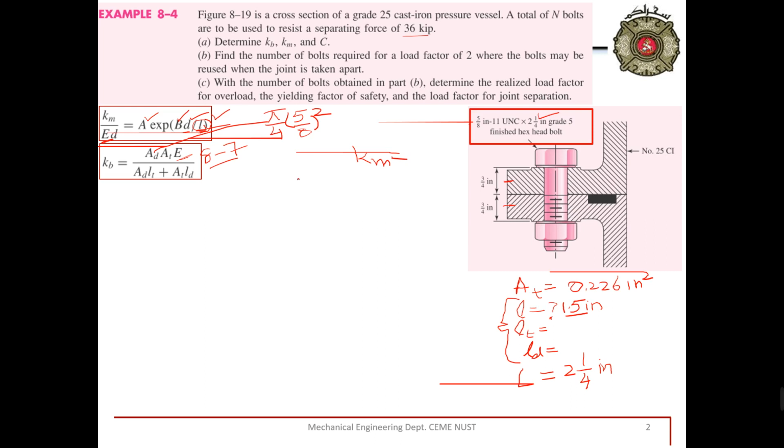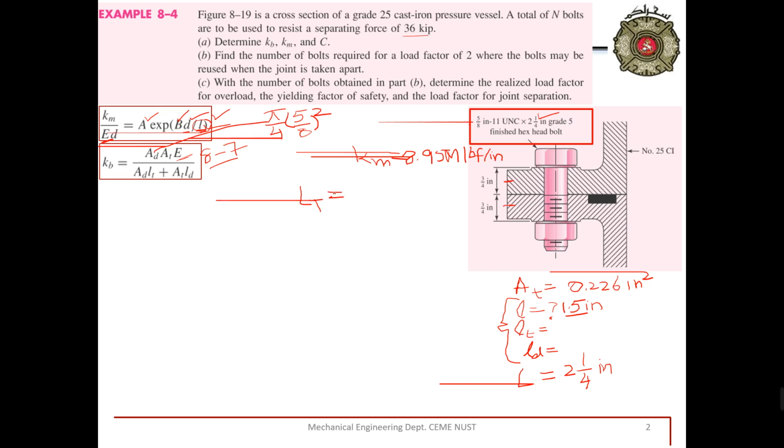So the value of Km calculated from this first equation comes out to be 8.95 mega lbf per inch. So we have Km, we have length, and again in table 8-7 we have the length of the threaded region of the bolt, LT.